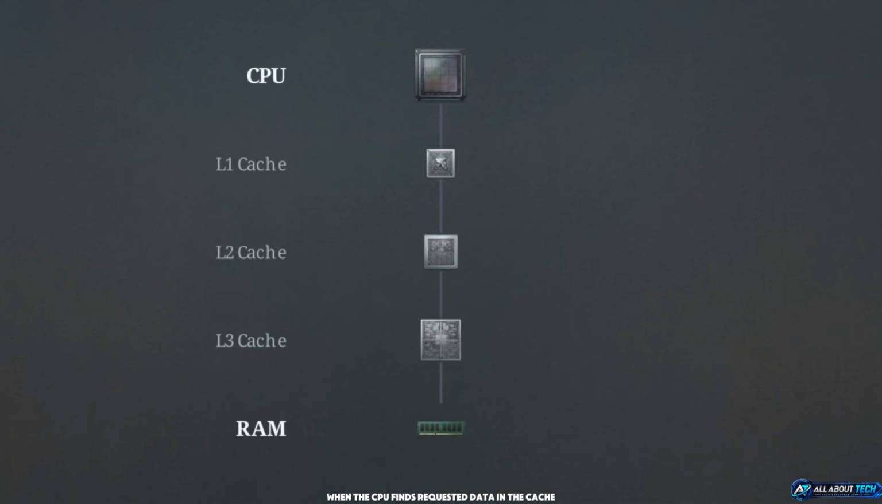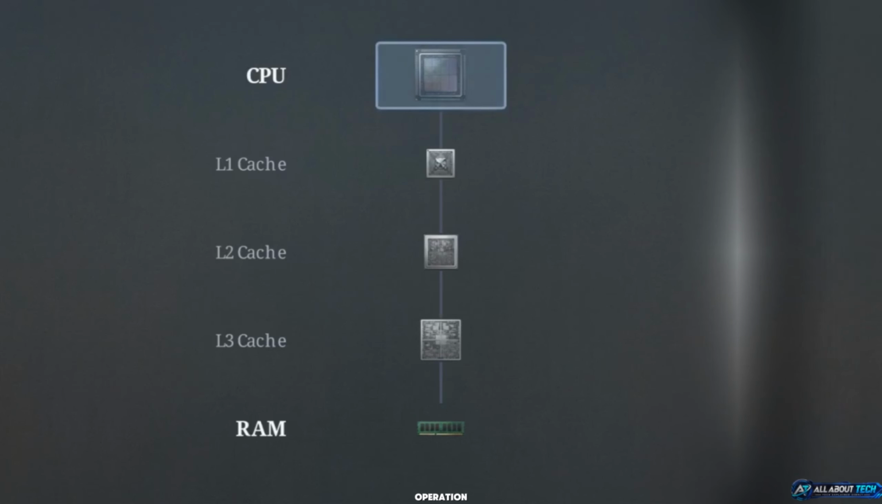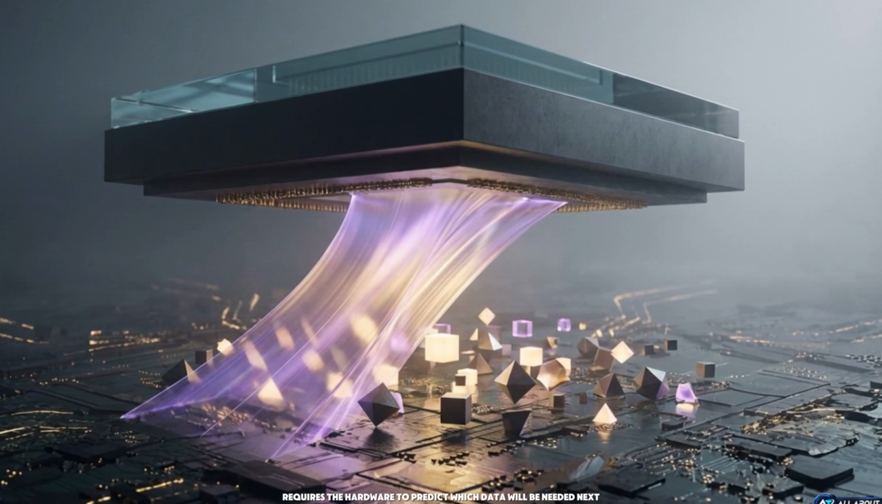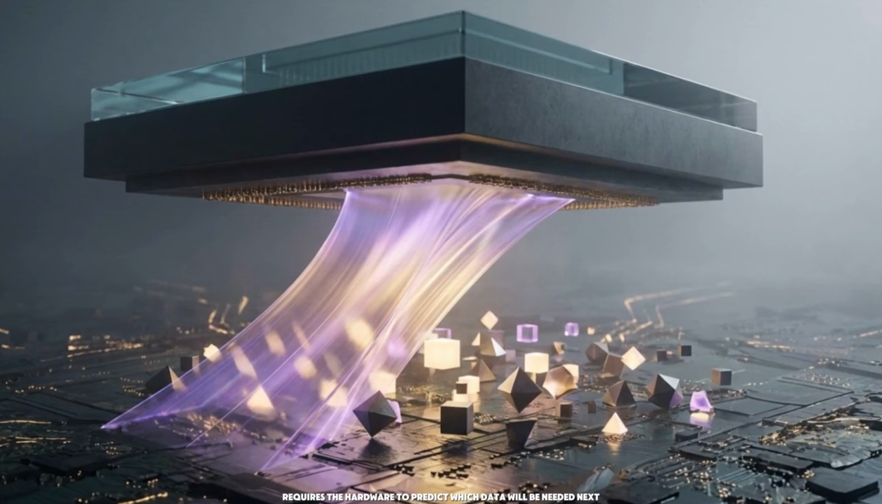When the CPU finds requested data in the cache, it's a cache hit. The processor continues immediately. A cache miss occurs when data is absent. The CPU checks each level in sequence, eventually reaching system RAM, significantly slowing the operation. Avoiding these delays requires the hardware to predict which data will be needed next.